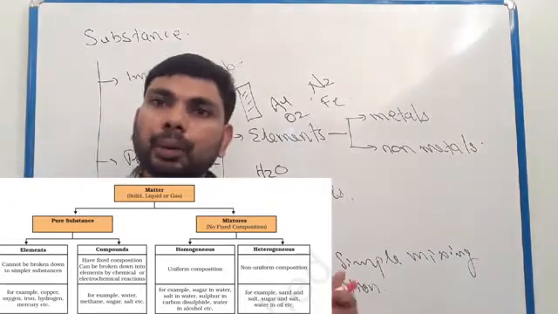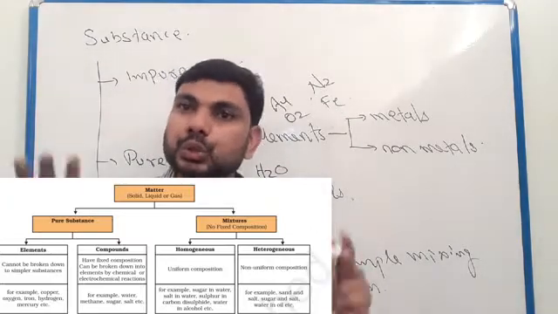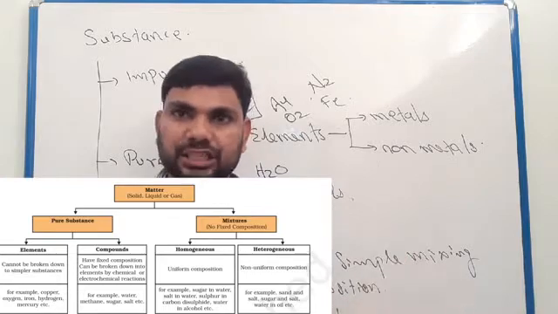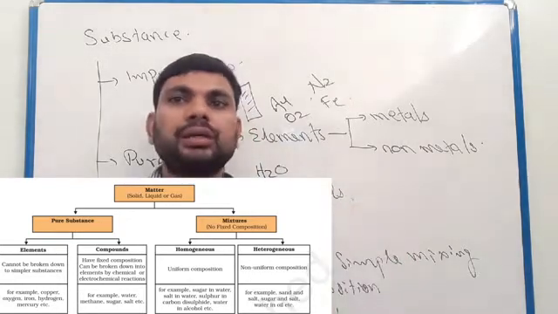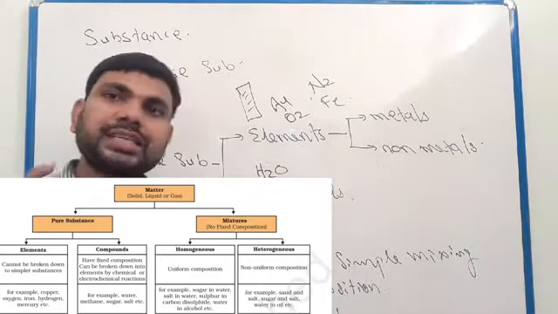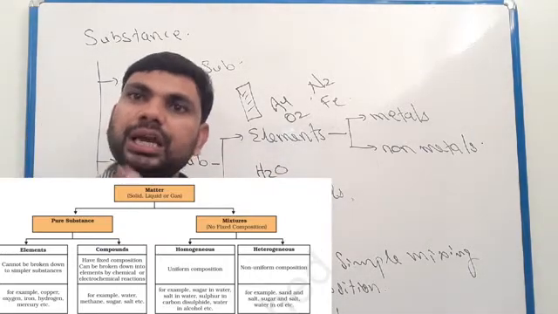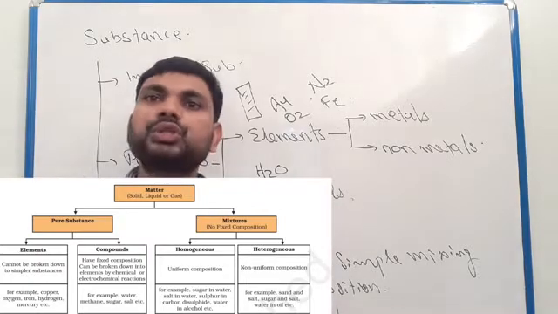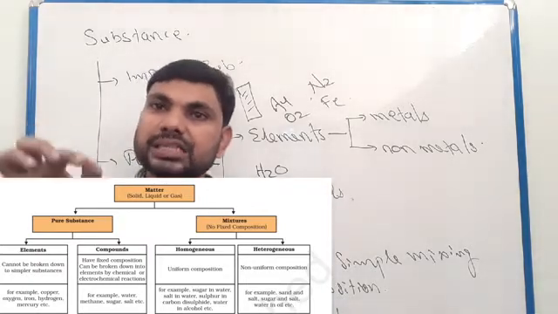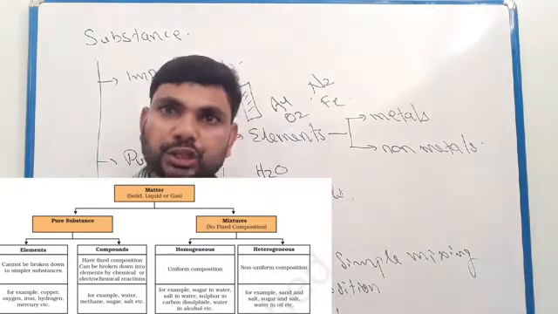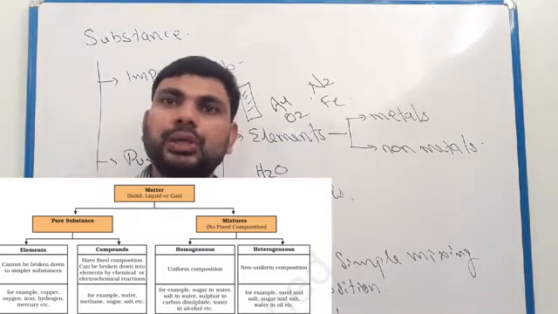Compound means substance which contains two or more different atoms chemically joined together. Example, water. Water is a compound. There are two different atoms, hydrogen and oxygen, chemically joined together. It is a compound. It is important to say chemically joined together.